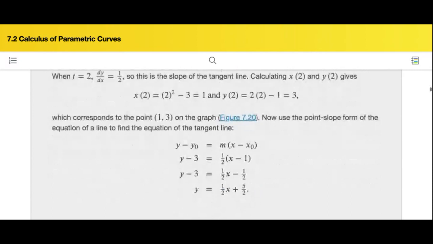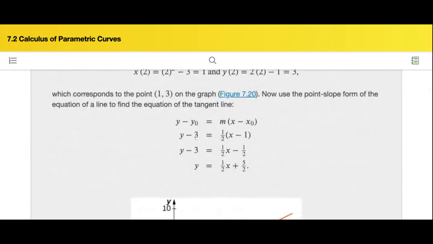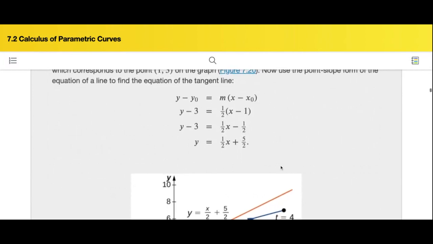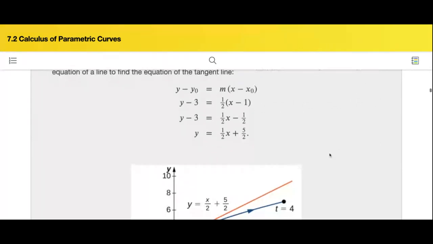We have a point, we have slope, we plug into the point-slope formula. So y minus 3 equals half times x minus 1. We can simplify this a little bit. Y equals half x plus 5 over 2.